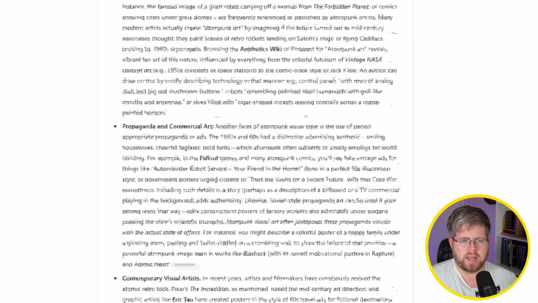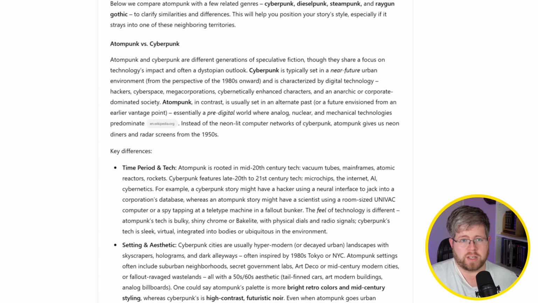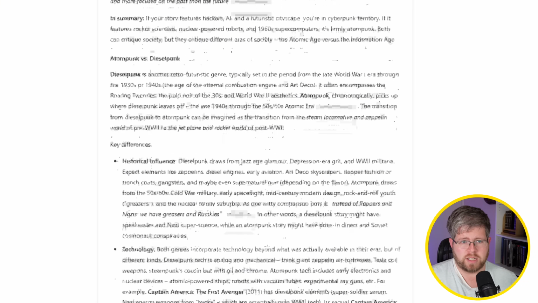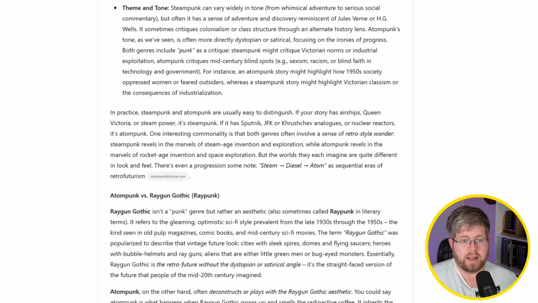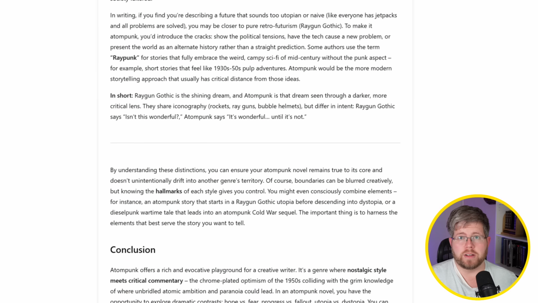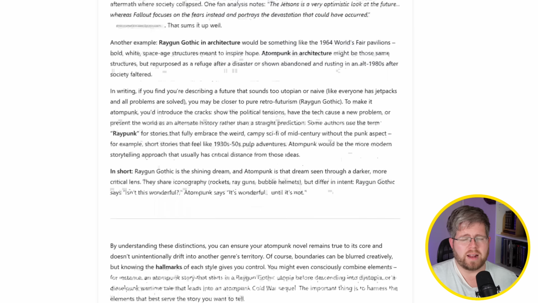Visual art and design, that's also covered by the Google one. Atom punk versus other speculative genres. So we have versus cyberpunk versus diesel punk versus steampunk, and versus ray gun gothic. I guess this is something that I didn't know about, but this is all the same information covered in the Google one as well. And then it has a conclusion. So a lot of the same information.